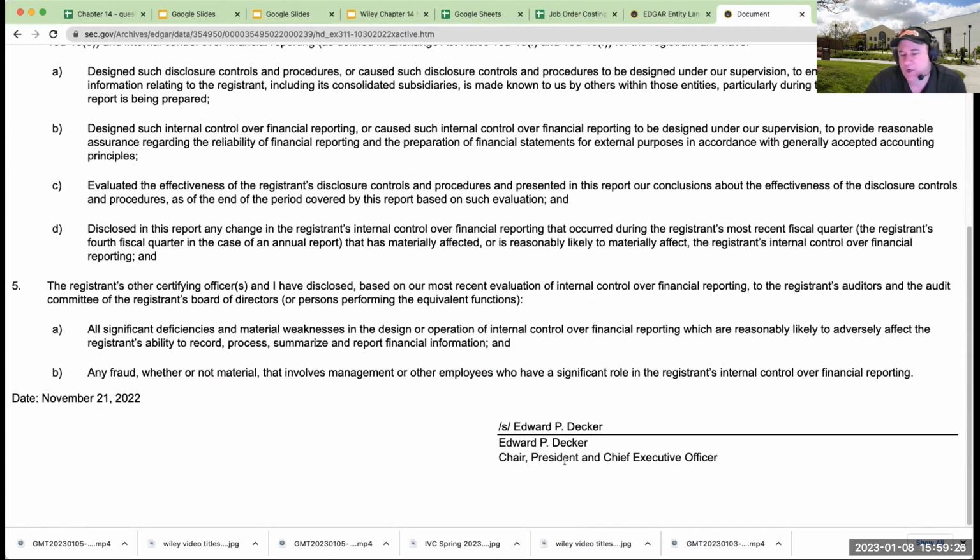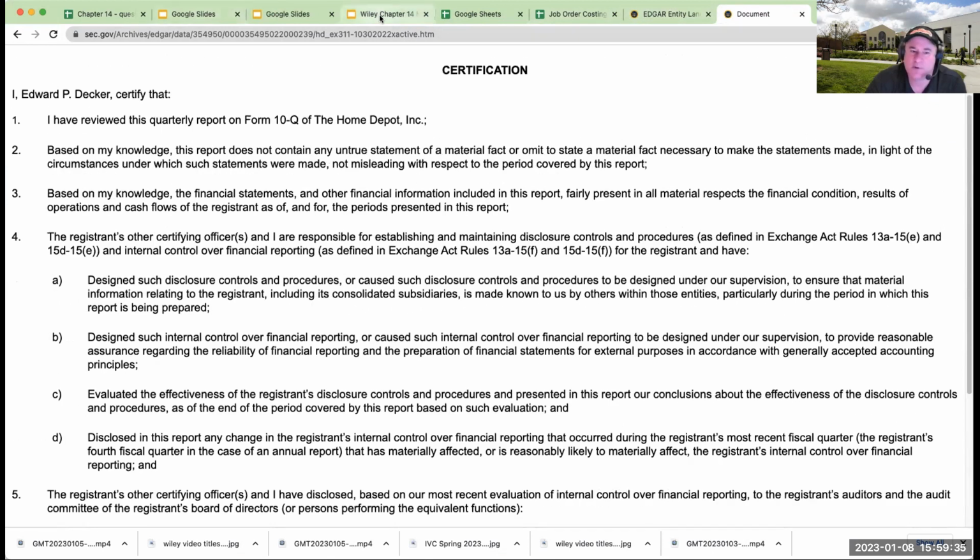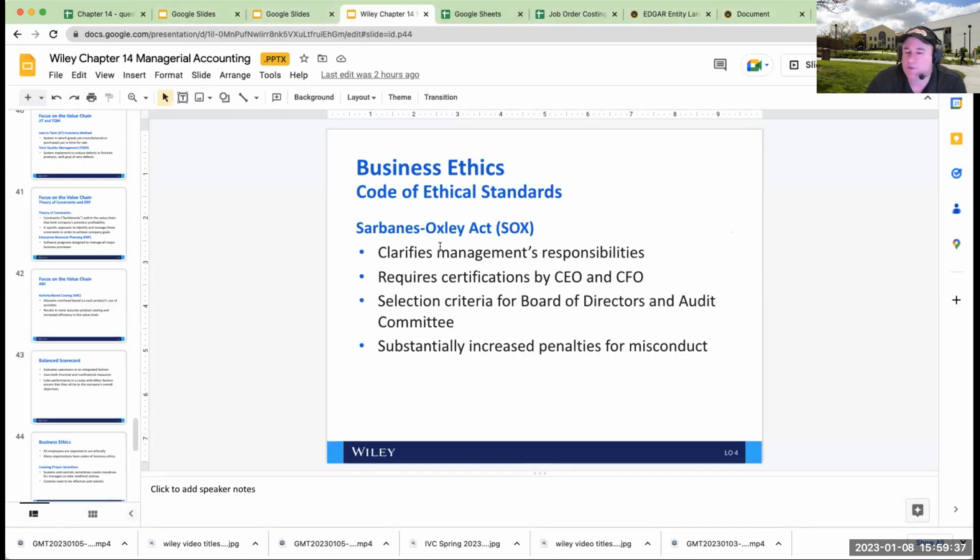He's the chair, president, and CEO of the Home Depot. So when you look at him, in terms of signing this off, this is an example of someone signing off. And this is for publicly traded companies. Doesn't matter the size, they all have to sign off. Whether or not a publicly traded company has to test their internal controls is very, very different.